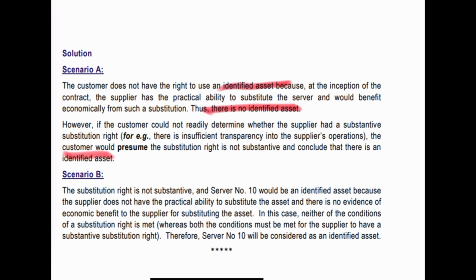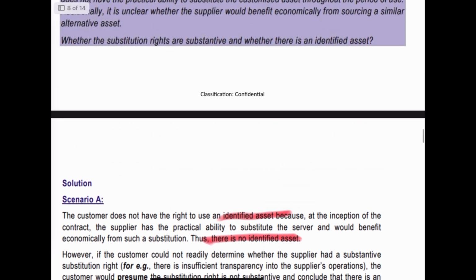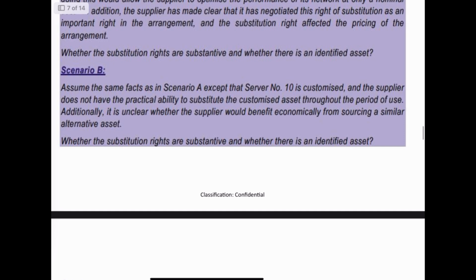If there, then there is no identified asset. If not there, then there can be an identified asset. So maybe in situation B, you can get more clarity on this.